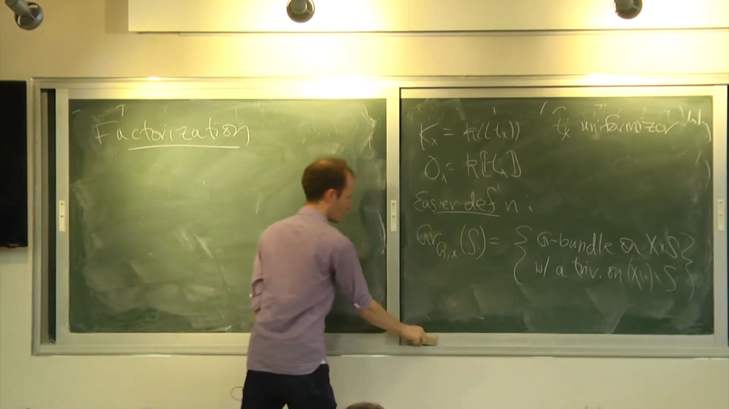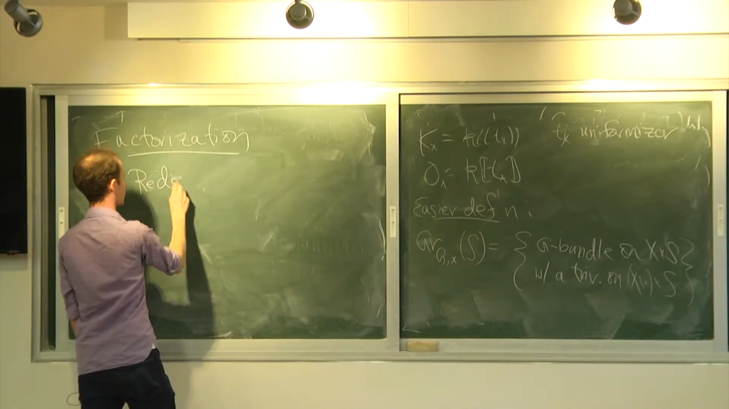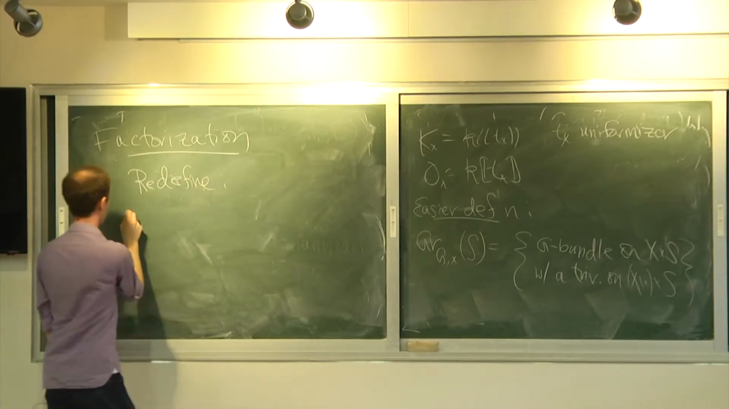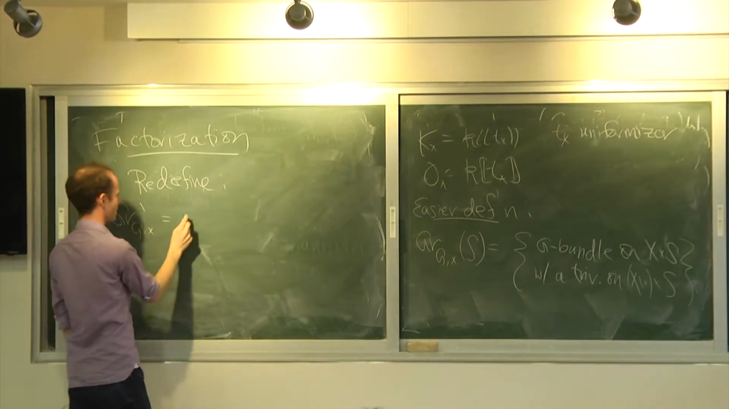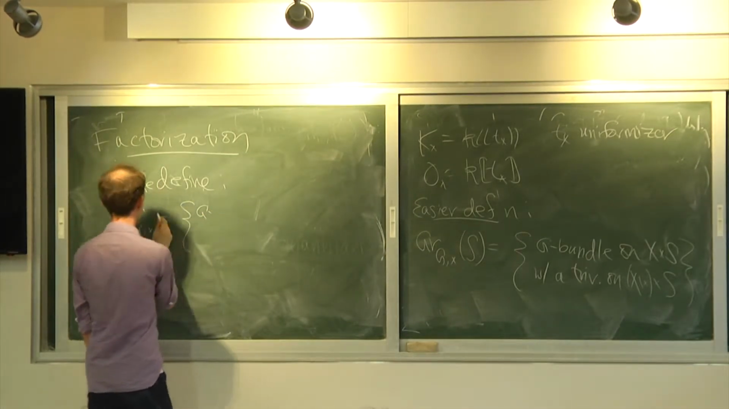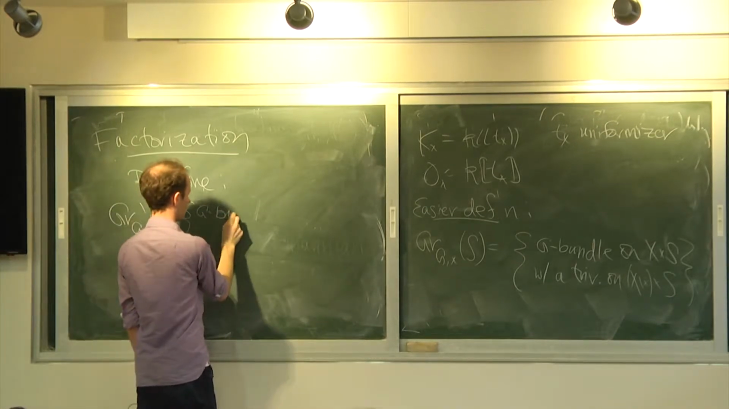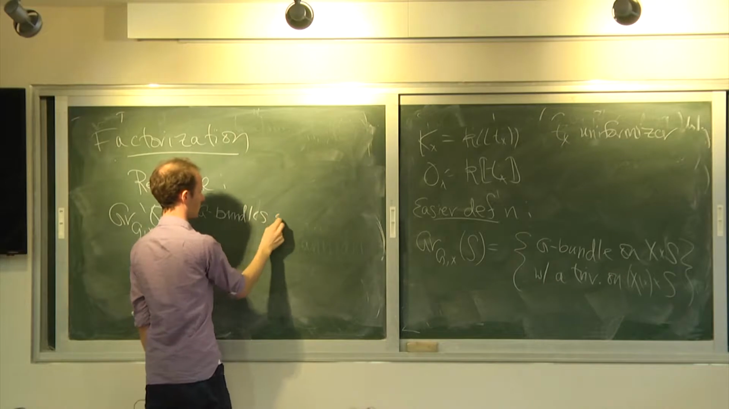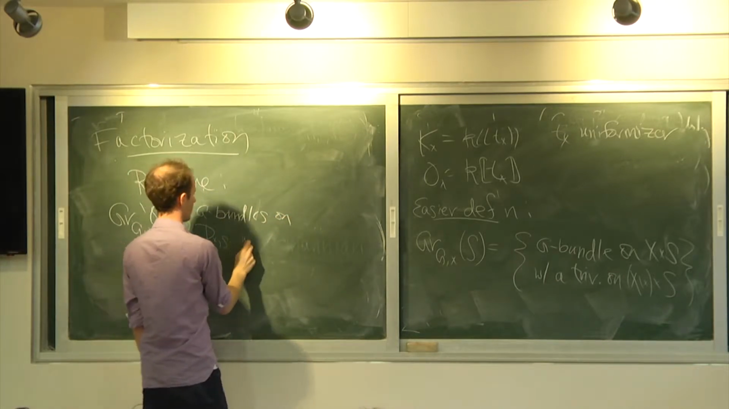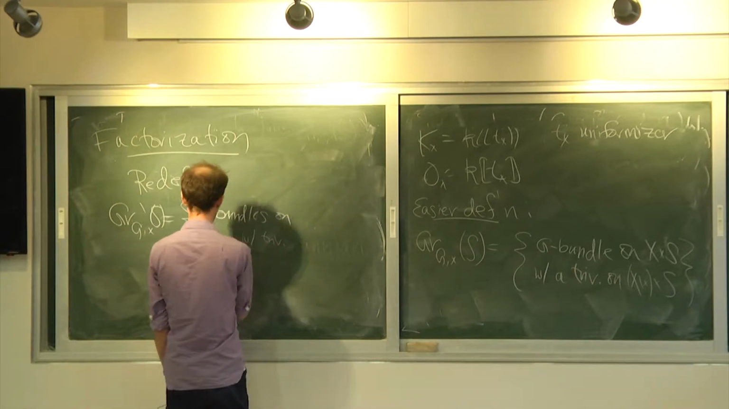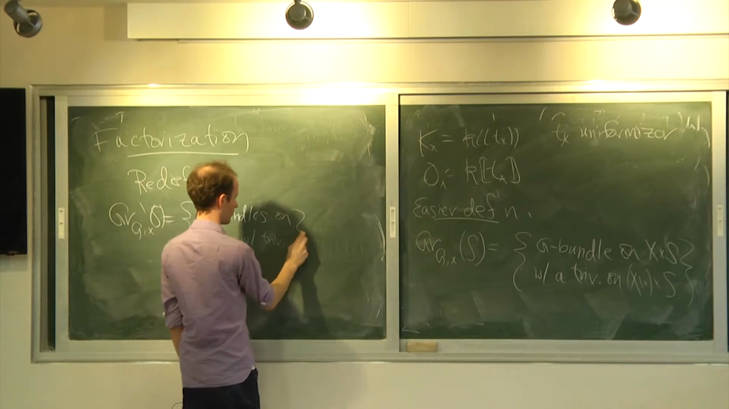And then redefine the affine Grassmannian Gr_x, I'll write a prime for a second, to be the set of G bundles. Well, it's a certain pre-stack. Its S points are the set of G bundles on this D_x at S with a trivialization on the punctured disk.